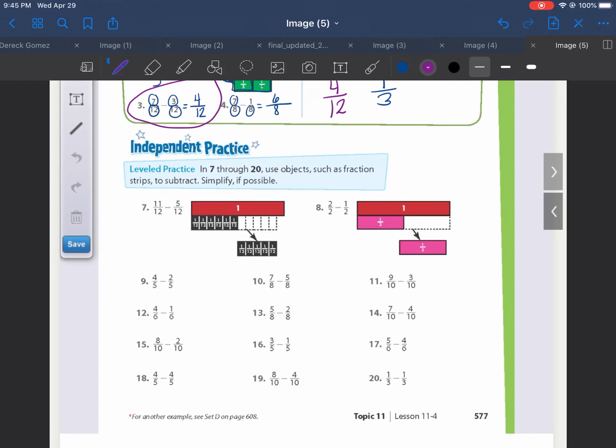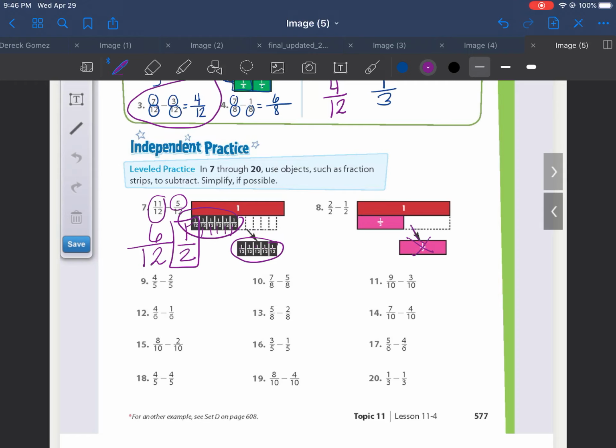So now we're going into the independent practice, 7 through 20. It says use objects such as fraction strips to subtract, simplify if possible. So on the first one, there is 11/12. If you notice, there's 11. They're taking away 5. 1, 2, 3, 4, 5. How many will be left? 1, 2, 3, 4, 5, 6. So my difference is 6. The denominator stays the same. Remember, 6 is half of 12. So my simplified fraction would be half.